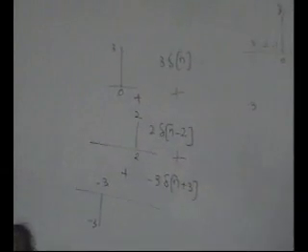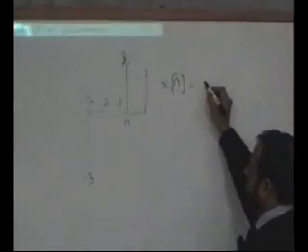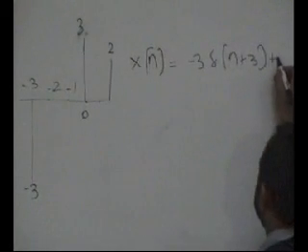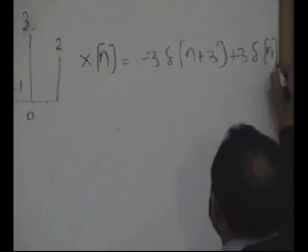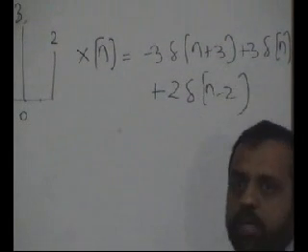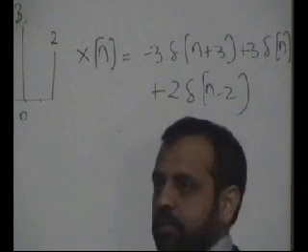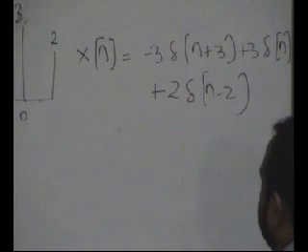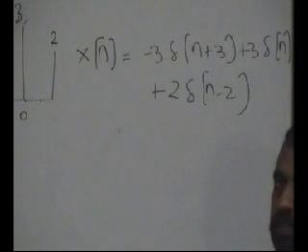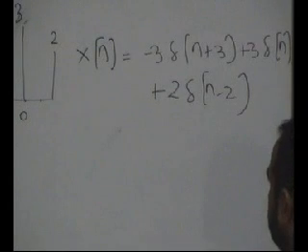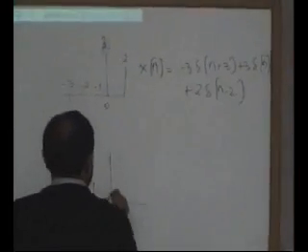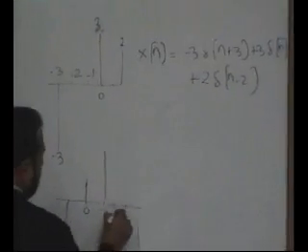So the mathematical form is x of n is minus 3 delta of n plus 3, plus 3 delta of n, and plus 2 delta of n minus 2. This is how you write a discrete time signal. A discrete time signal can be written as a summation of these impulses, and to generalize this, I know that at every index there is a value.